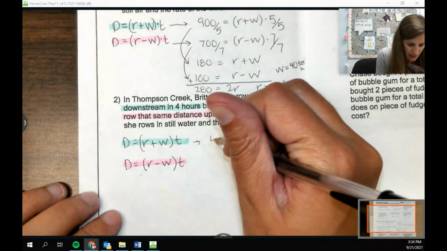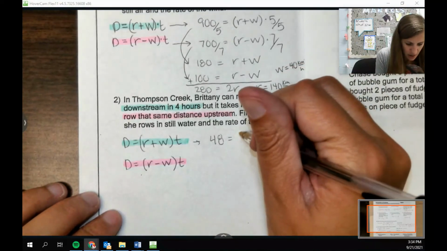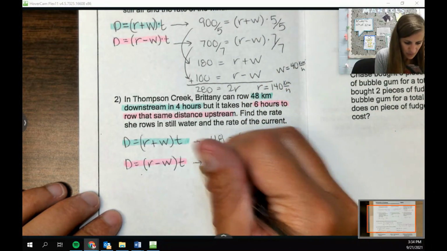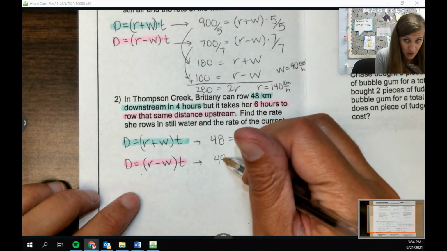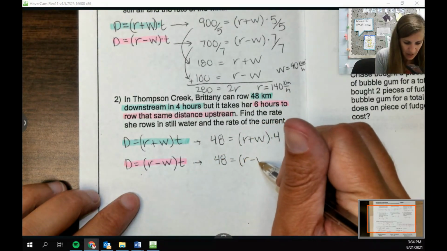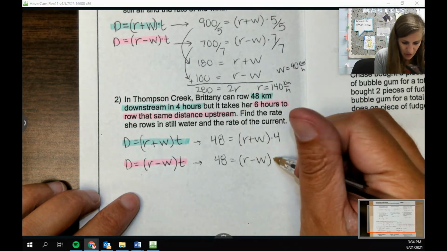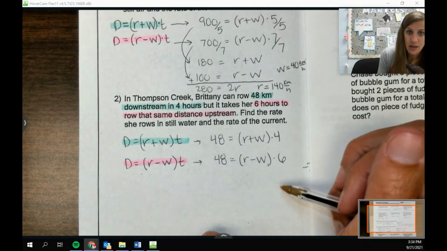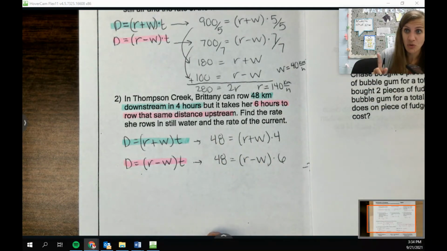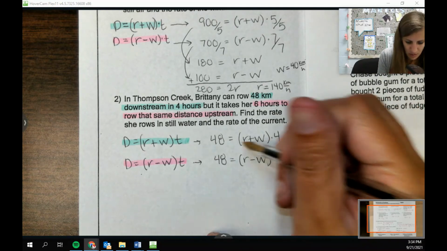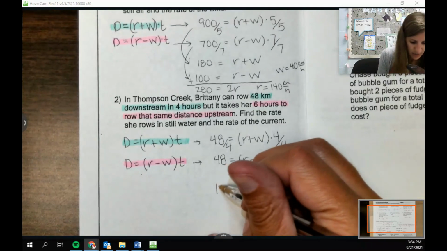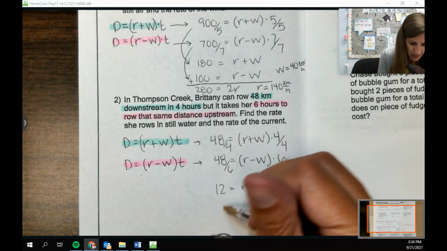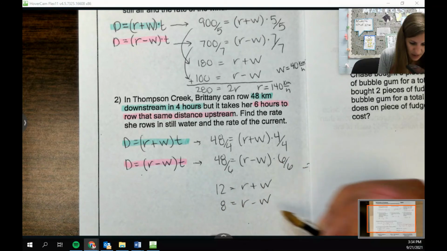So if we write our equations, we got our distance is 48 kilometers equals R plus W times the time, which was 4 hours. And then down here, same distance, so 48 again. But now we're going against the current, or upstream, and it took me 6 hours. It took me longer. That makes sense. And so just like the last one, I'm set up real good for elimination as long as I don't distribute. So instead, divide it away. So now I'll have 12 equals R plus W. And down here we'll have 8 equals R minus W.